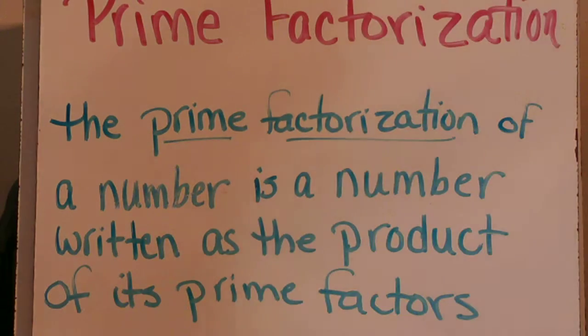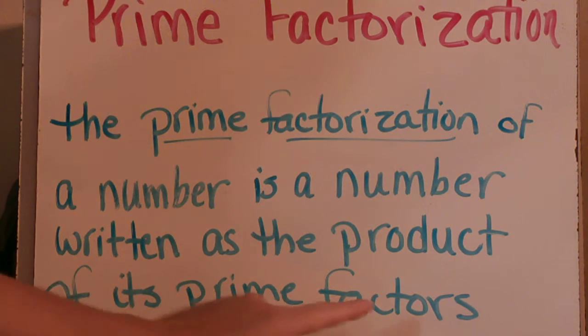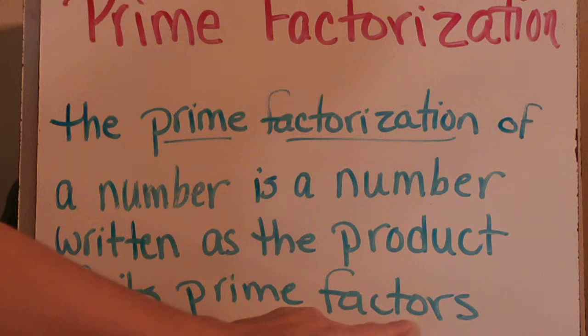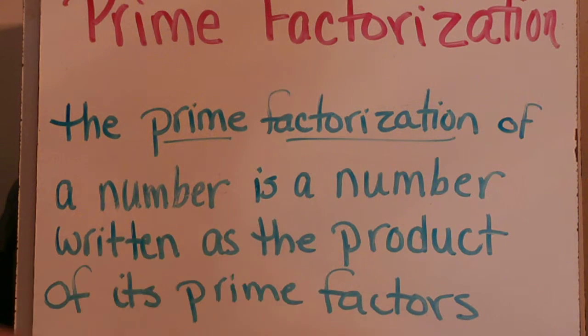This video is on prime factorization. Prime factorization of a number is a number written as the product of its prime factors. So we have to remember that a factor is one of two numbers that are multiplied together to give you a product. For prime factorization, we're only concerned with the prime factors of a number.